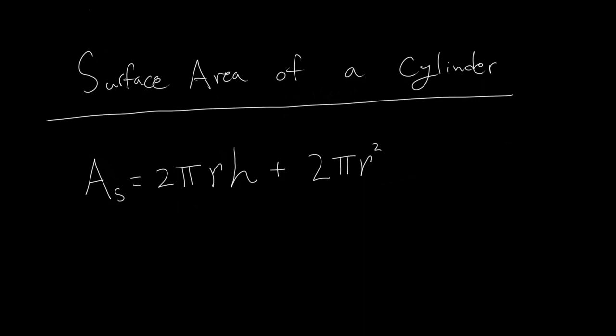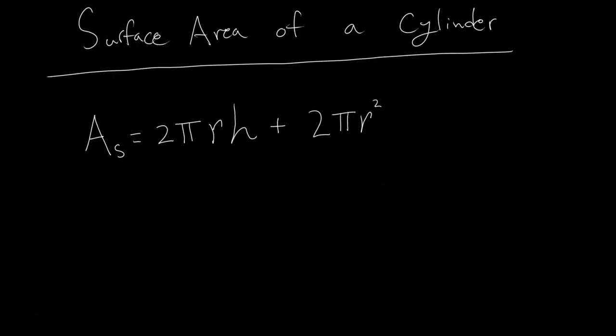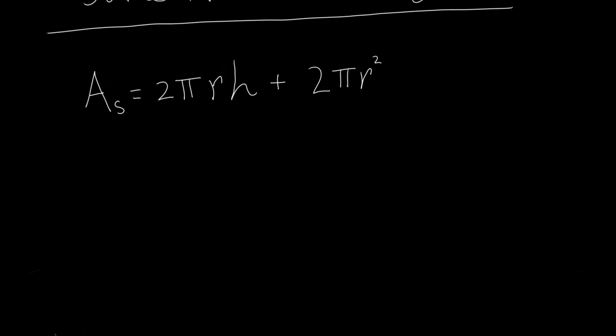Let's look at how to solve the surface area of a cylinder. So the formula for the surface area of a cylinder is defined as 2 pi r h plus 2 pi r squared. This might be a little difficult to remember, so I'm going to break it down for you so we can intuitively understand where this formula comes from. So you don't really even have to remember any formula.